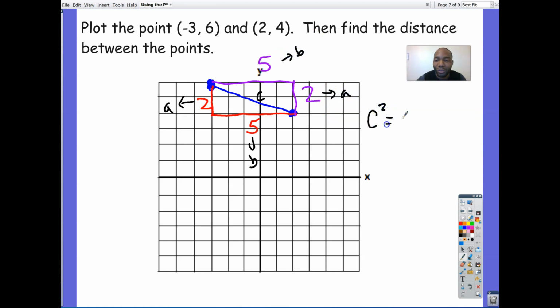So C squared is equal to A squared plus B squared. That's what C squared is equal to. So C squared is equal to, what's A? A is 2 squared plus B.